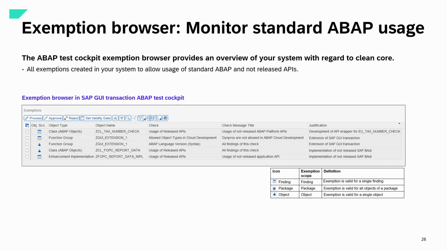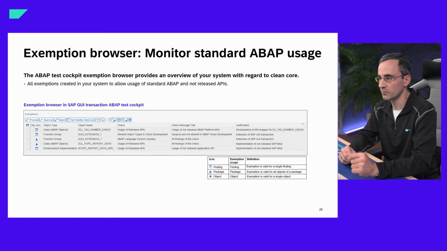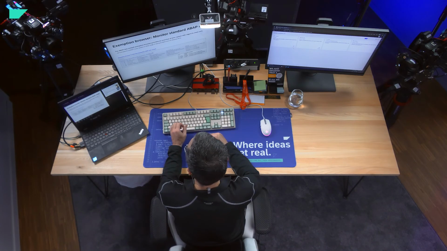And once you have exemptions, of course, coming back to what I mentioned before, it's important to have an overview and be aware of where you violate things. Where do I violate Clean Core recommendations, Clean Core guidelines? Whenever you have an exemption, you can see this in the exemption browser of the ABAP Test Cockpit. So it's not gone, but for the time being, you can focus on the important parts where you want to get Clean Core compliant, but still see what you exempted.